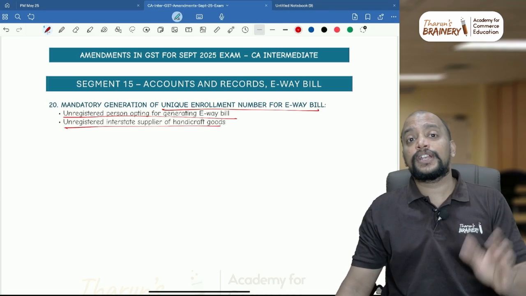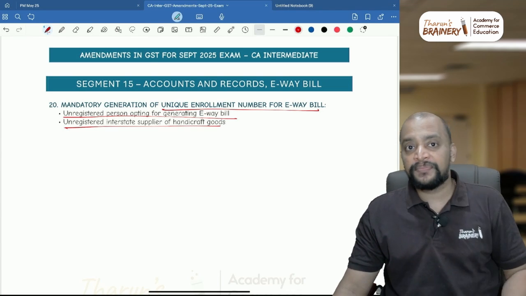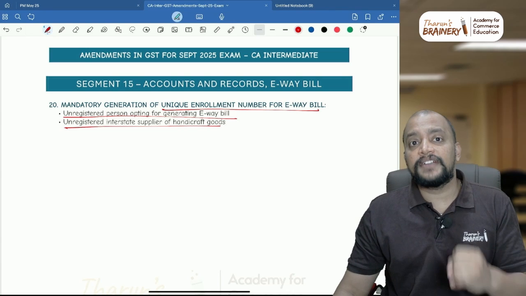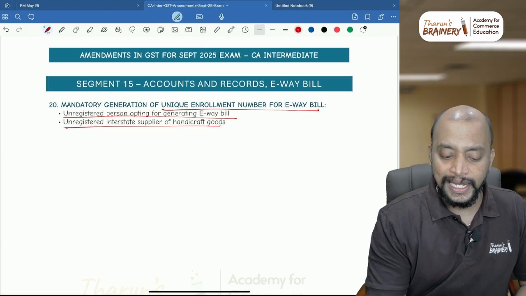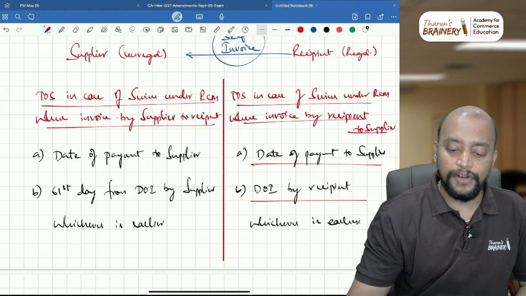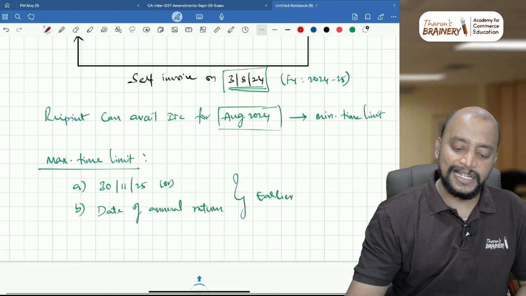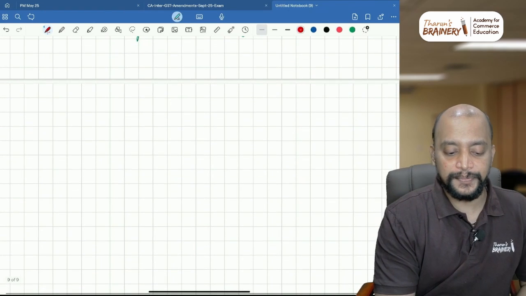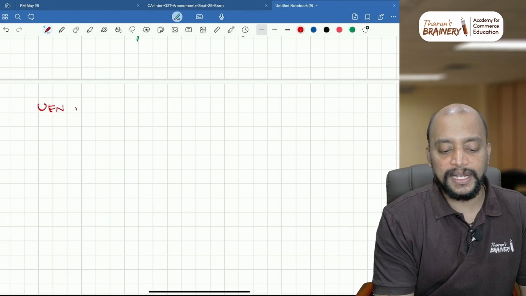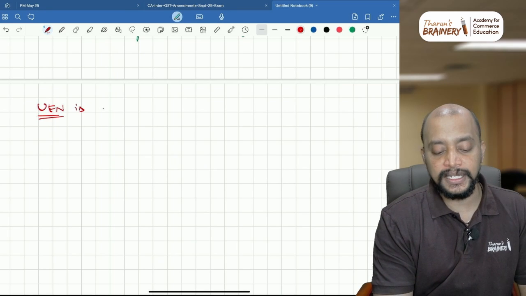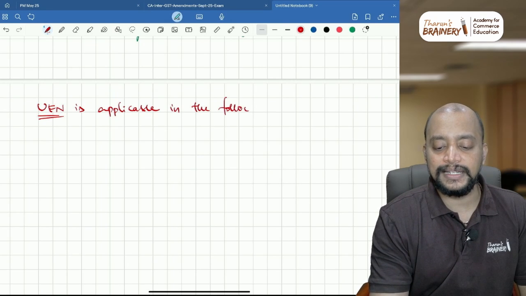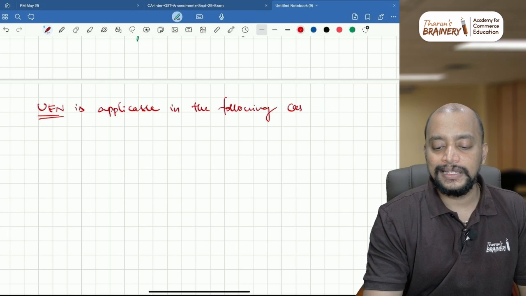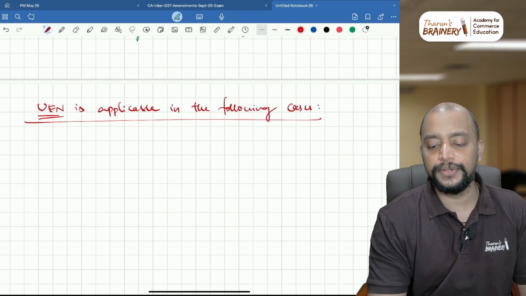Who are required to generate a unique enrollment number? Every transporter and warehouse keeper is required to generate a unique enrollment number. So, UEN is mandatory in the following cases. What are the cases where UEN is applicable under GST? This can be asked as a short note question also, when UEN is applicable.